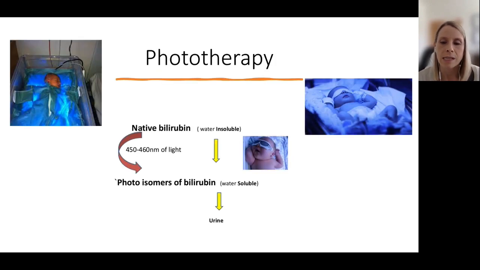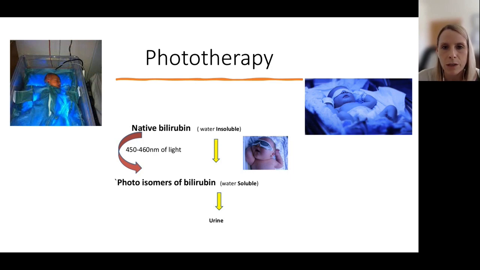So phototherapy, this is our first line treatment for jaundice. And if you've had babies or you know people with babies, quite a lot of babies do require a small amount of phototherapy for jaundice. Essentially, this is the blue light, the spectrum of light between 450 and 460 nanometers. This blue light will break down the water-insoluble bilirubin, that bilirubin that can be dangerous at high levels and can deposit in the brain, into water-soluble bilirubin, which can be excreted in the urine.